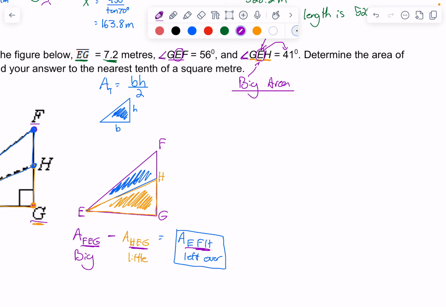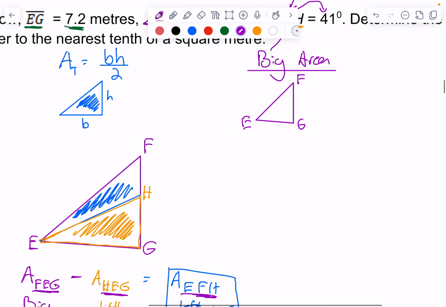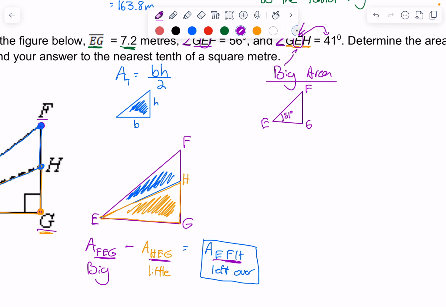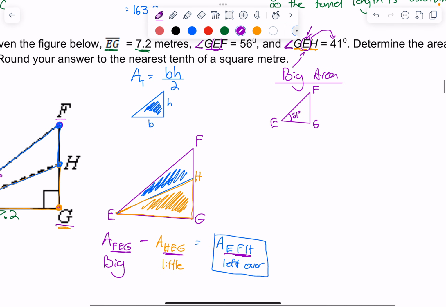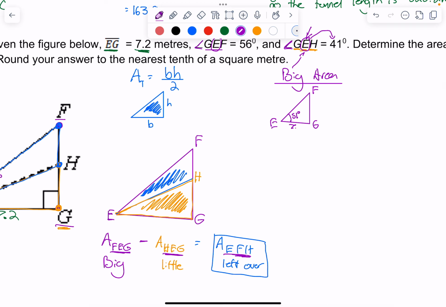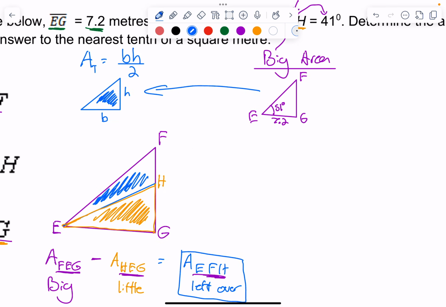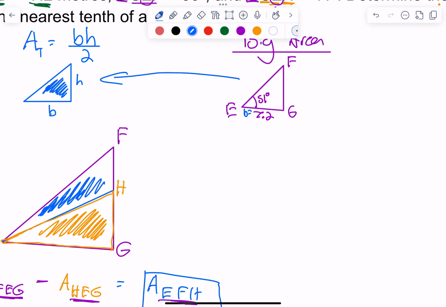And that is the triangle FEG. We have this angle right here being 51 degrees, and this side length right here being 7.2. So in our formula, compare it to this over here. This 7.2 represents our base, so what we need is this side length right here. We need our height. That's what we're looking for to be able to get this area.